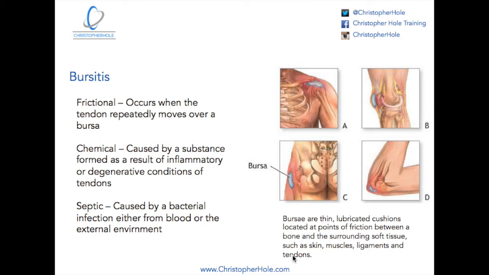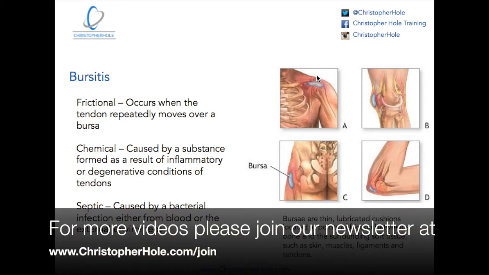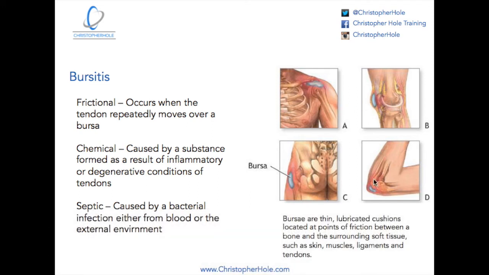So you can see here, there's one on the side of your hip. There's also one on the top of your shoulder between your arm bone, if you will, and your shoulder blade and clavicle, which is your collarbone. One on the knee, and then there's one on the elbow as well.